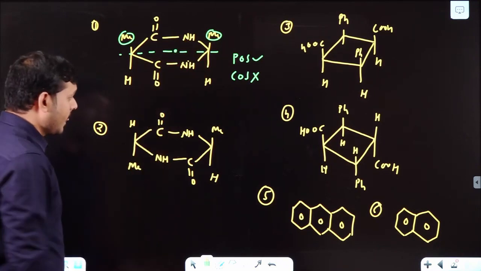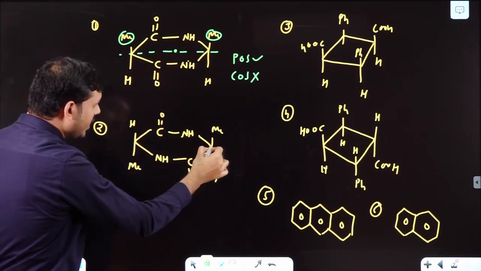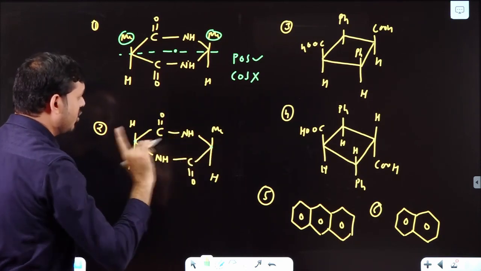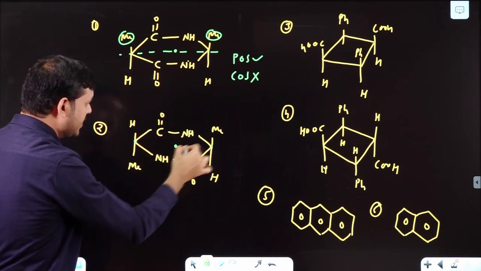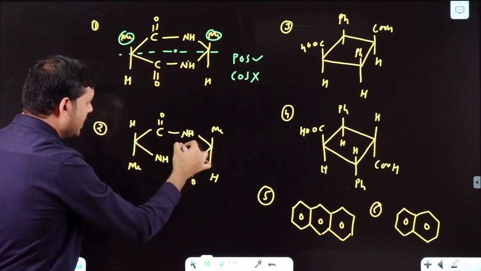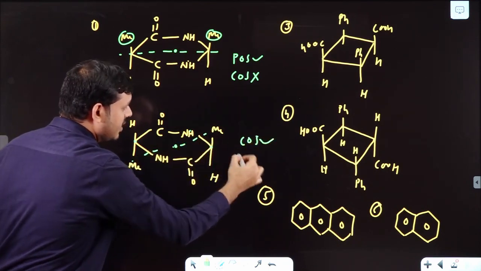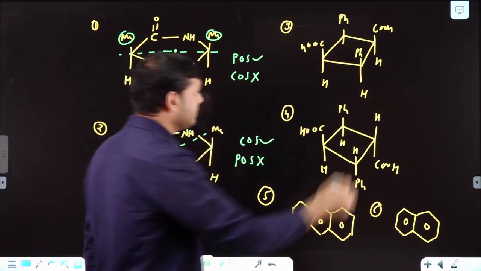Now second, if I cut in the same plane like this, then this part and this part is okay, but this CO is here and this CO is here, so no POS. But yes, from the center, this CO, NH, this side up methyl and this down methyl. So here COS is present, POS is absent. Okay, now check this question.